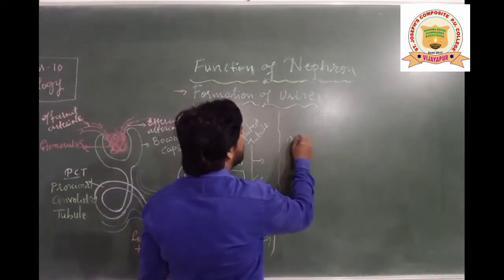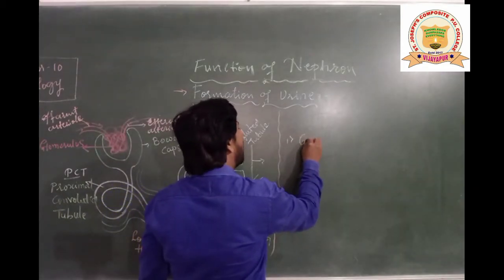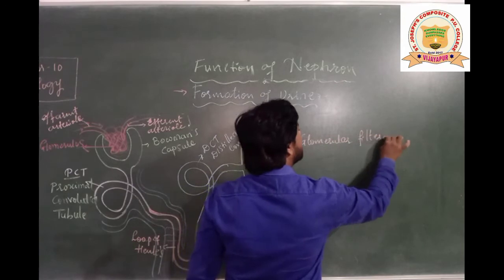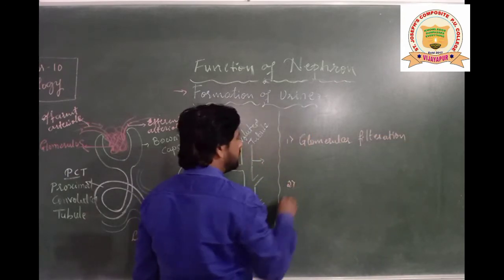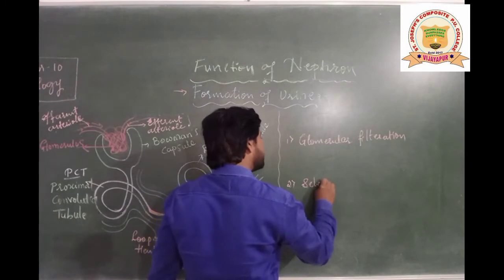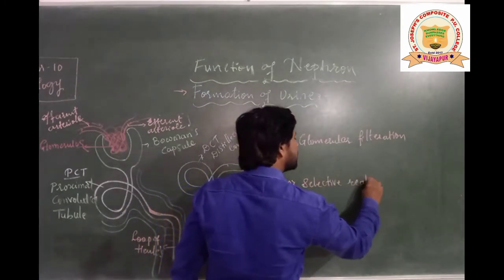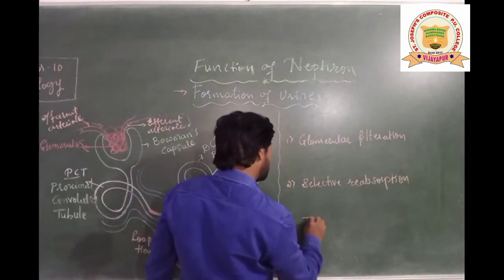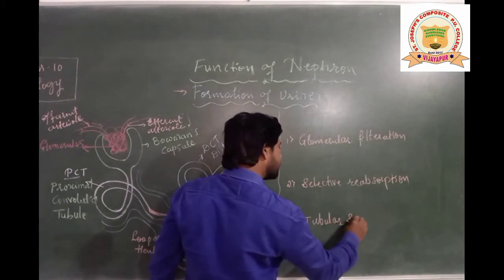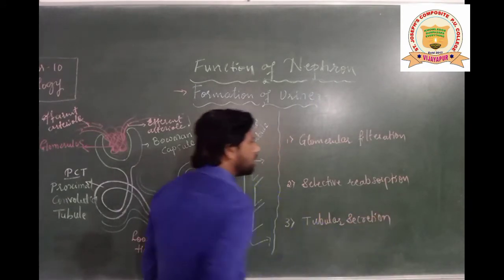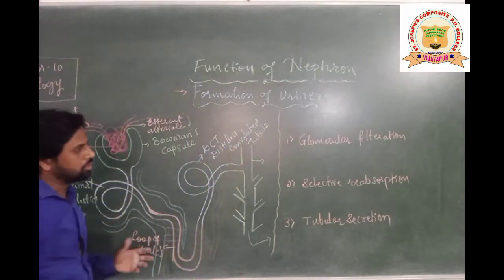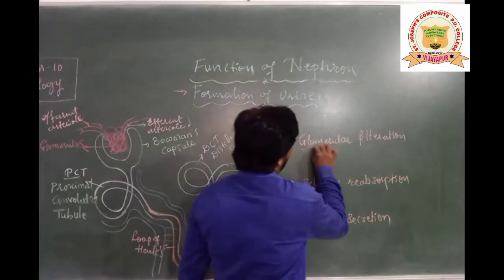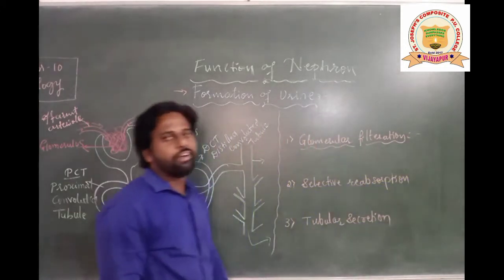One is glomerular filtration. Second one is selective reabsorption. And the very important third one is tubular secretion. So in different parts of the nephron, different processes are taking place, students. One by one we will discuss what exactly all those things are. First we will understand what is glomerular filtration.